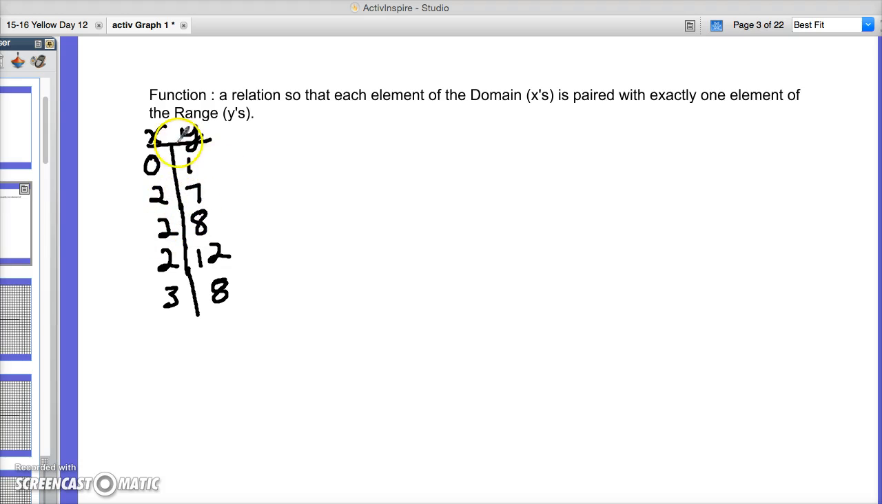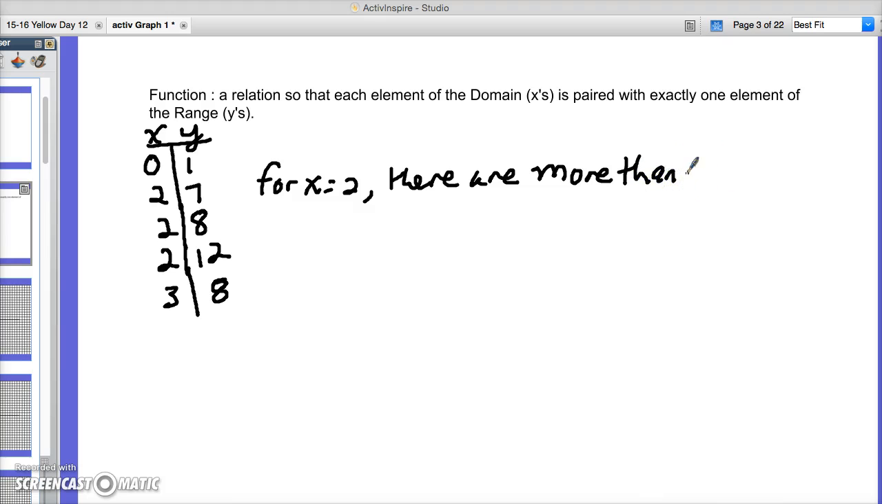The reason it's not a function is because for x equals 2, there are actually more than one value of y, and in this case there are 3, but the important thing is that there is more than one. So for this element of the domain, 2, I have different values of y.